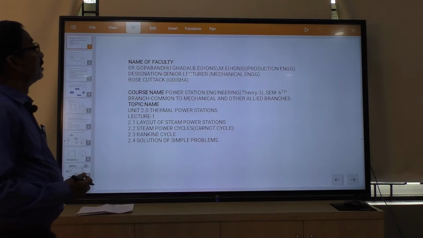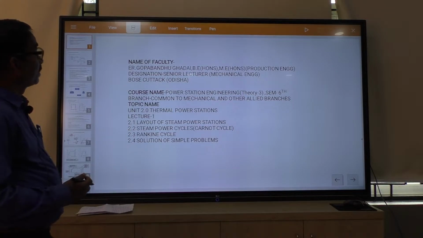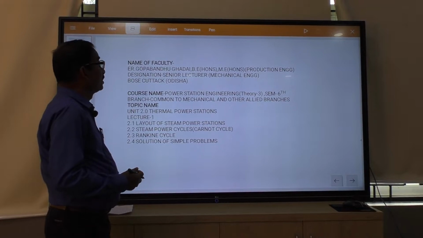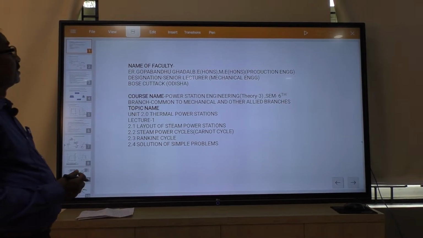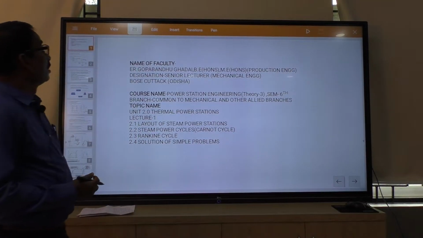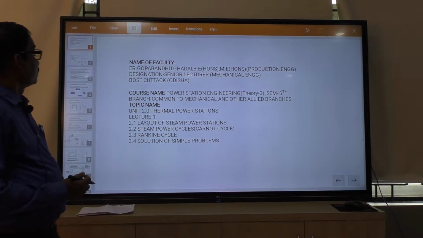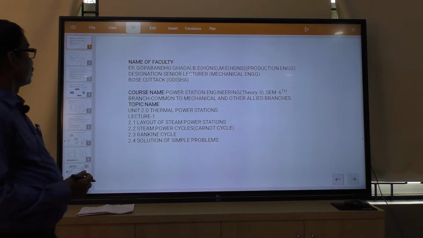So, this is a common course for all mechanical and other allied branches. You know, power station engineering can be defined as power plant engineering where steam is used to drive the turbine or the prime mover, and that turbine rotates the generator shaft and we get the electricity. So, this is the aim of power station engineering, and today I will start from unit 2, that is thermal power stations.